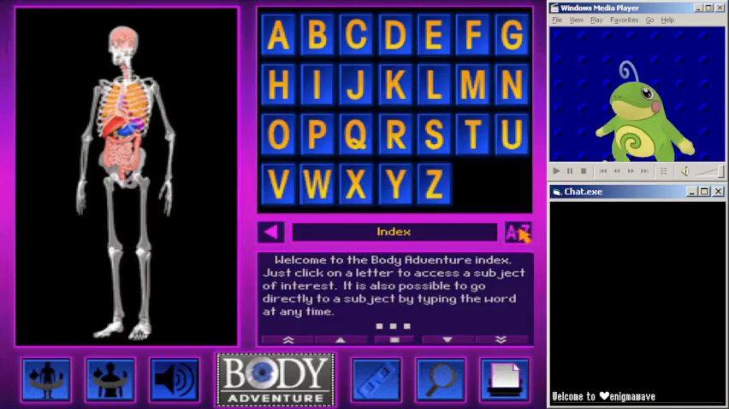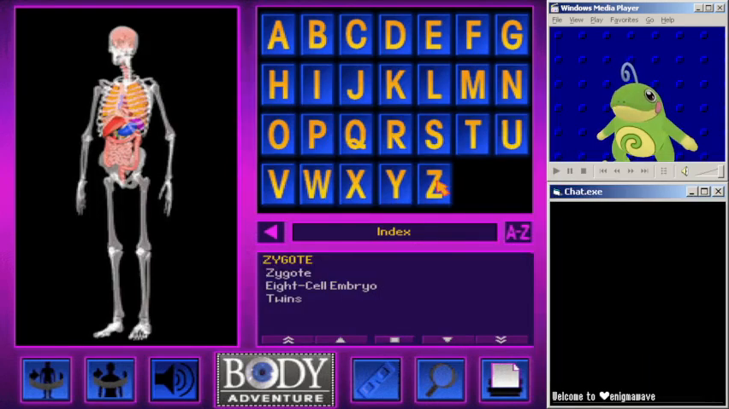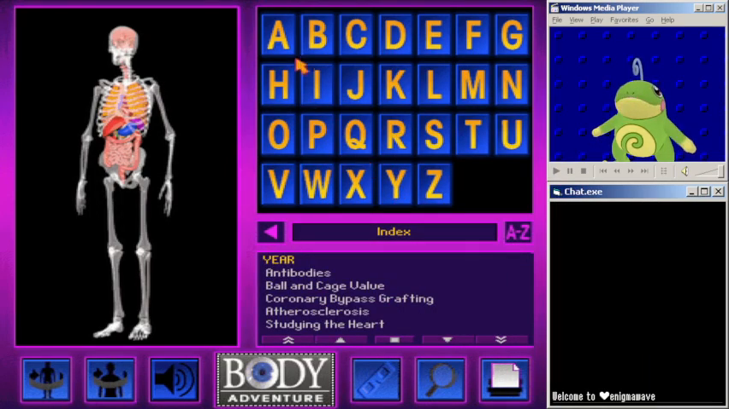Welcome to the Body Adventure Index. See, this is different. You click on index, and it actually gives you letters to choose from. First, you have to start typing on the keyboard on the Windows version. Z. Y. I wonder if they actually have an article for every single letter of the alphabet.